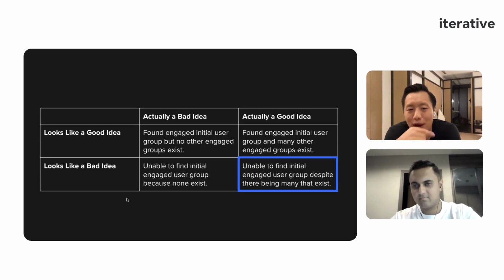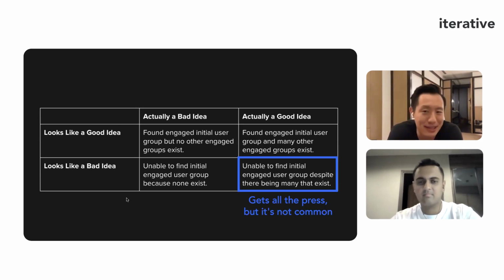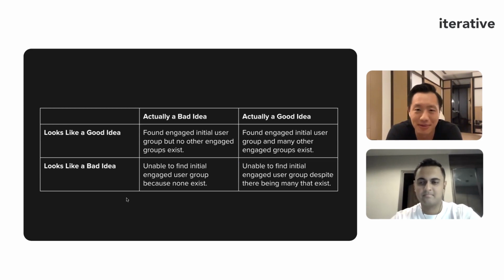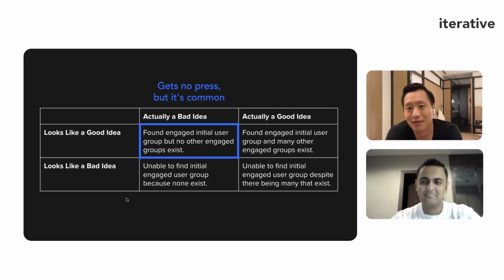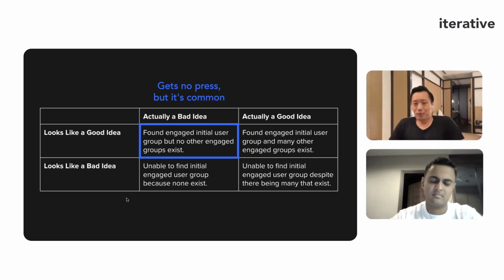I think the bottom right quadrant is the one that gets all of the press though. So it makes it seem like the bottom right quadrant is very common because they get all the press. It's not common at all for all the reasons I just talked about. The top left quadrant gets no press because it's not that fun to talk about, right? And so people think it's not as common. But the reality is actually the reverse.